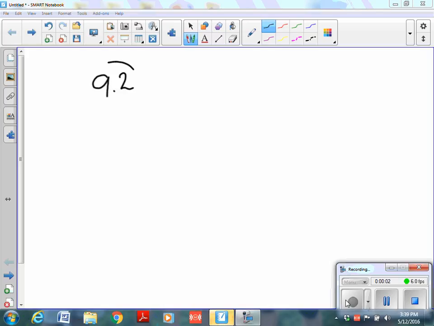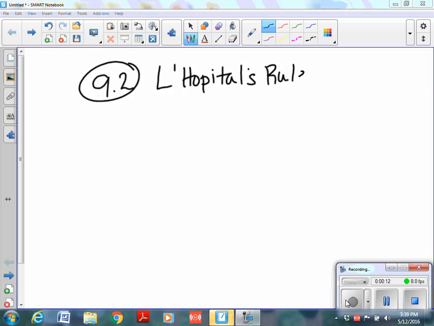Okay, 9.2, L'Hopital's rule. Next year, Calculus A, B will also have to know this rule, so I'll have to teach it. L'Hopital. L'Hopital.